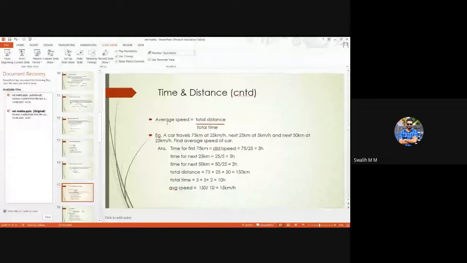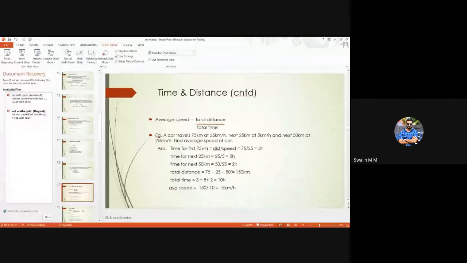Remember, here the distances are different. 75 kilometer, 25 kilometer, 50 kilometer. First you need to know the total distance. What is the total distance? That is directly given. 75 kilometer plus 25 kilometer plus 50 kilometer. That would be 150 kilometer.